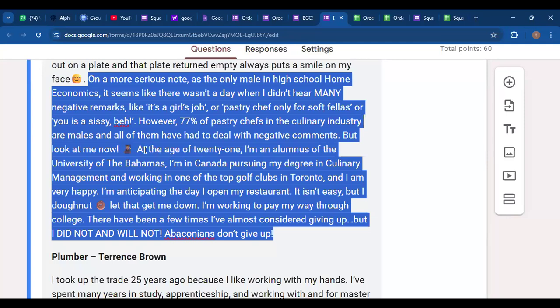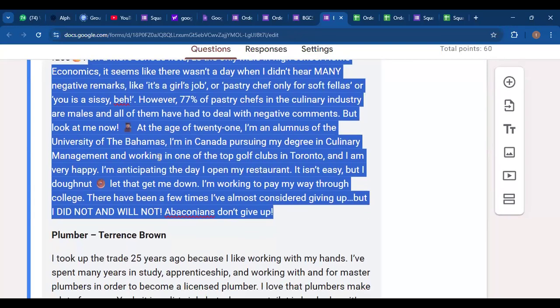Okay. At the age of 21, I am an alumnus of University of the Bahamas. I'm in Canada pursuing my degree in culinary management and working in one of the top golf clubs in Toronto. And I am very happy. I'm anticipating the day I open my restaurant.